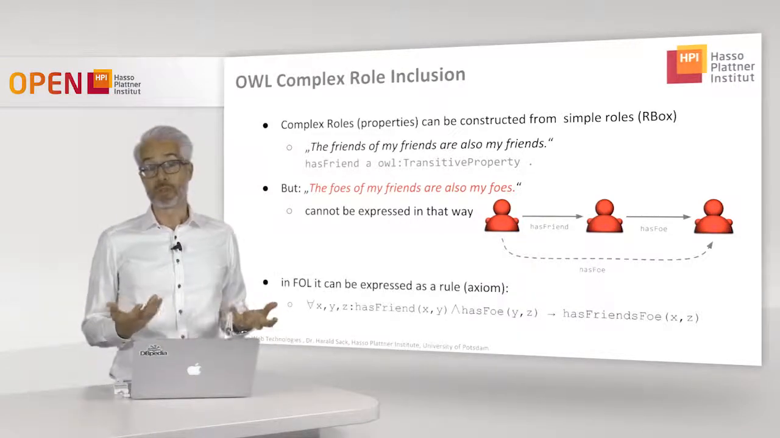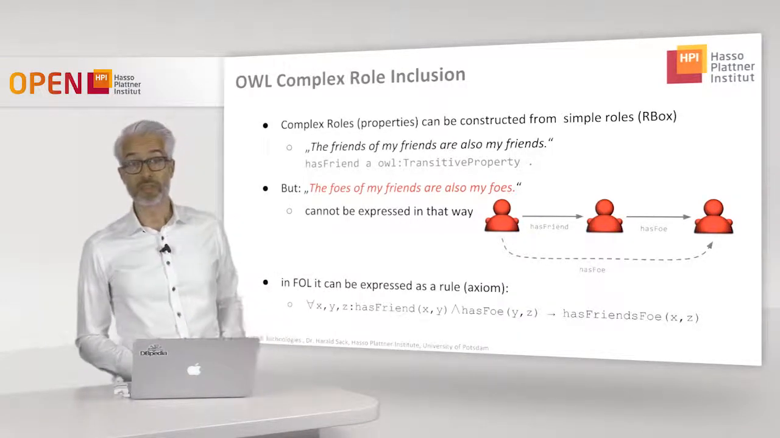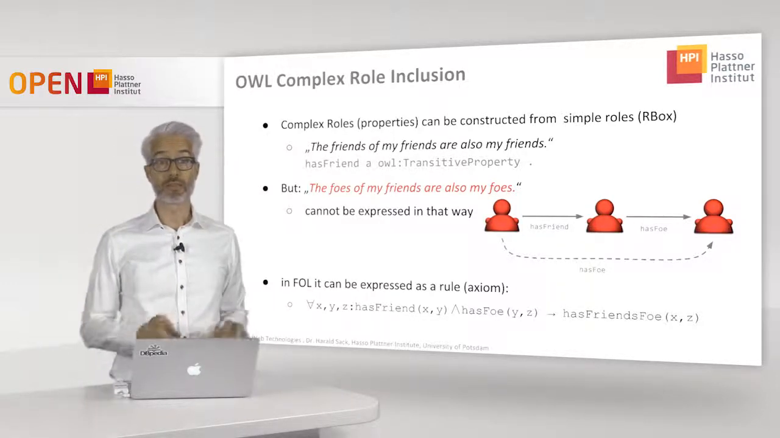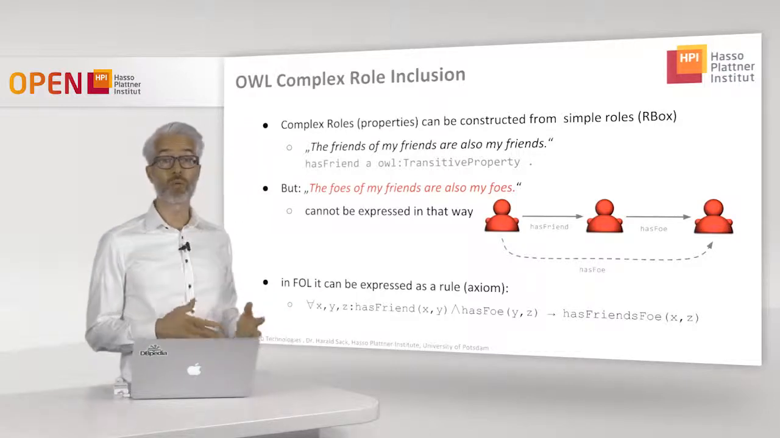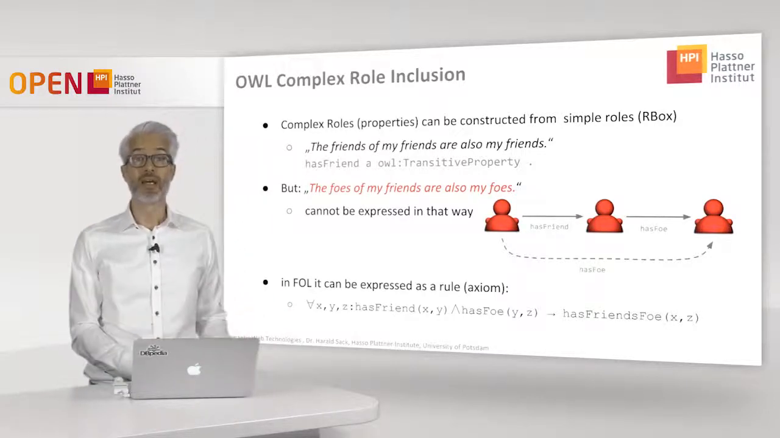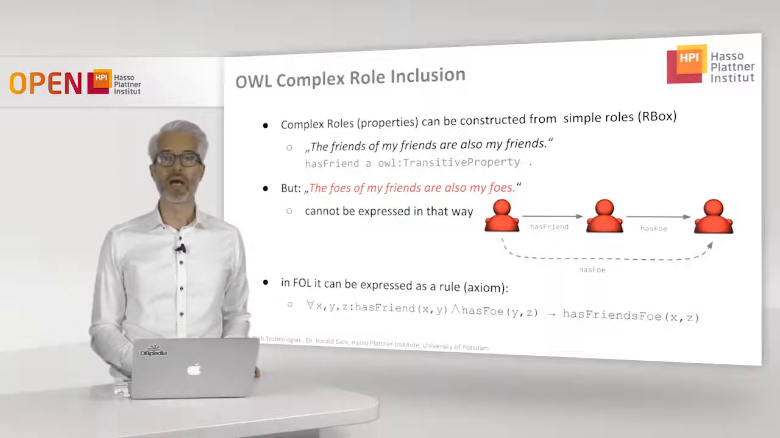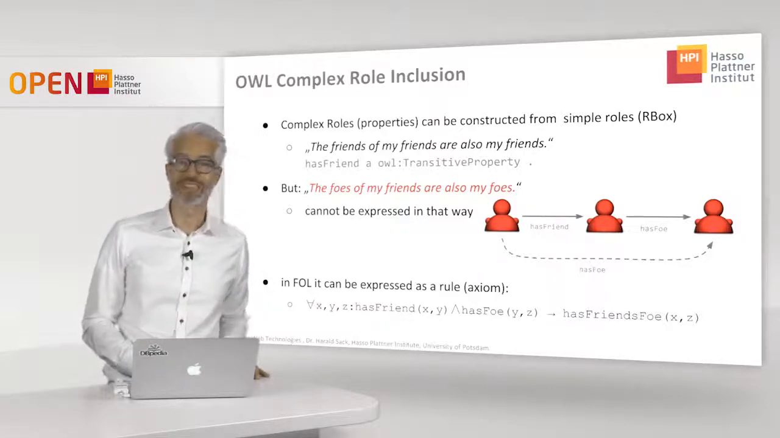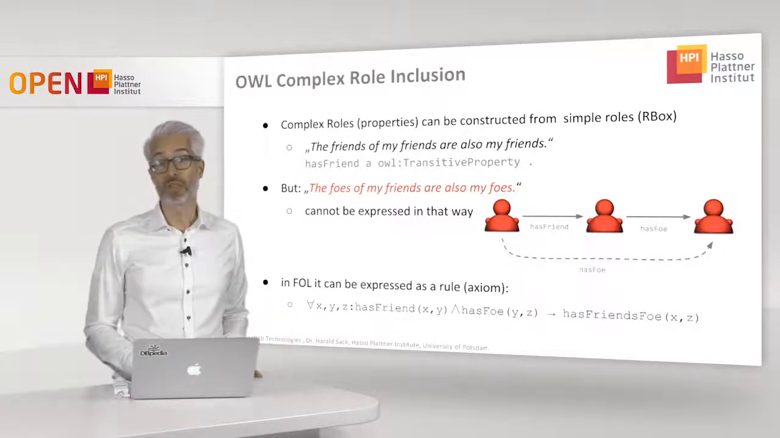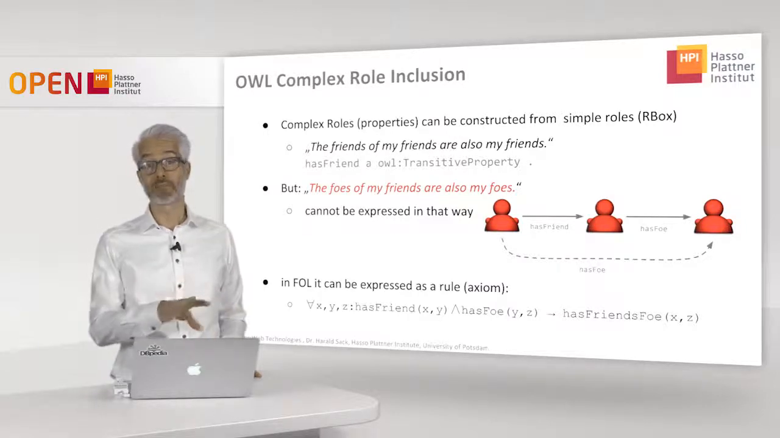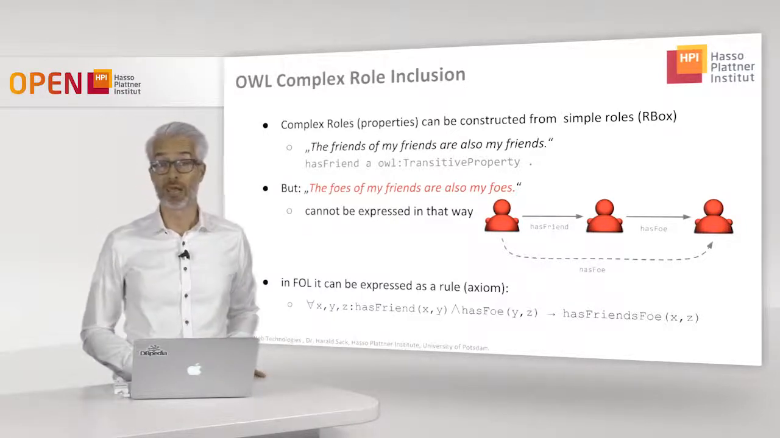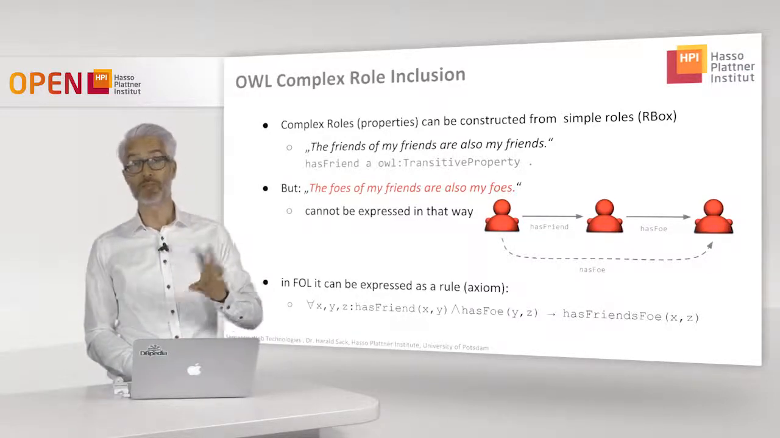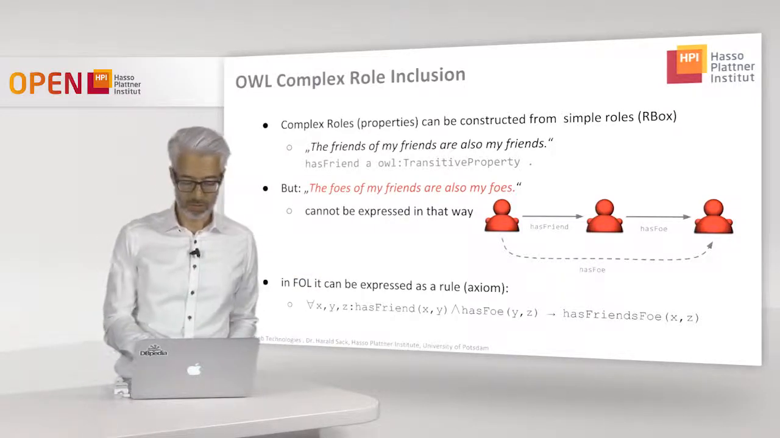One way to do that, of course, we know that in first-order logic almost everything is possible. So there we can define it rather easily, with a rule like that. You could say, for all x, y, and z, it holds that if x has friend y and y has foe z, then x has the friend's foe z. So we could define that, but of course exactly that kind of axiom, that kind of rule, is not part of OWL. But what we can do is construct roles from smaller, more atomic roles or properties.